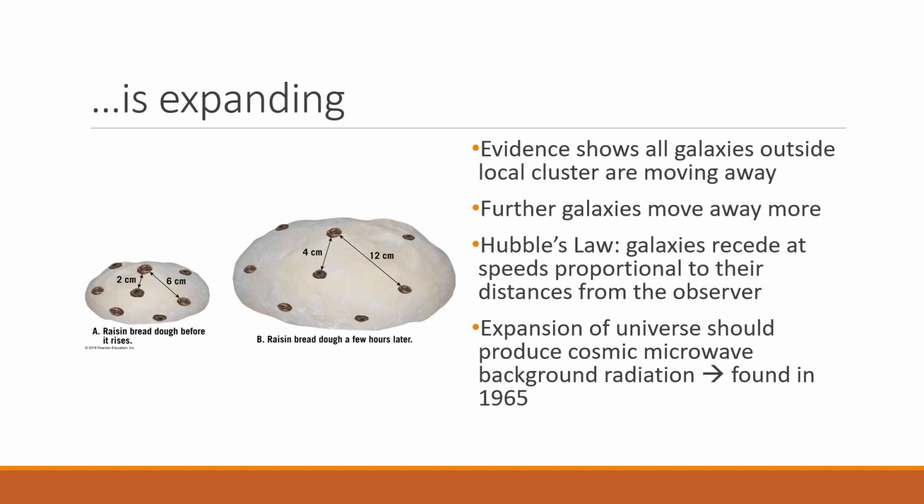The further galaxies move away more, we can think about this as this idea if we have bread dough that has objects in it like raisins, and we let that bread dough rise as it does from the yeast, the raisins will, as the bread is expanding, also move away from each other, and they will expand at the same rate, basically, that the bread is expanding. So if the bread doubles in size, the distance between the raisins will also double in size. So that means that raisins that started off further apart get even more far apart.